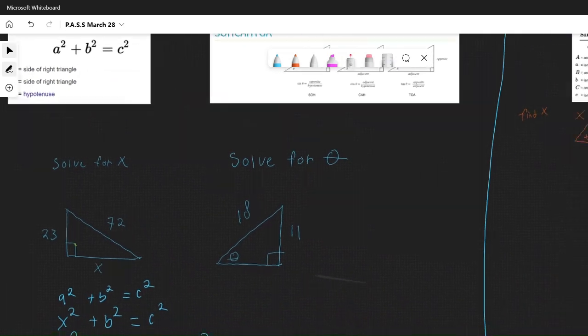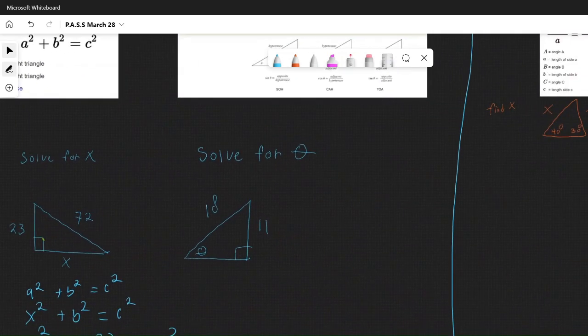So that's the approach for a right angle triangle where you have two of the sides. If you ever have a right angle triangle and you have a couple of the sides and an angle, or you're looking for an angle, you can use SOHCAHTOA. So we're trying to solve for theta, this angle here.